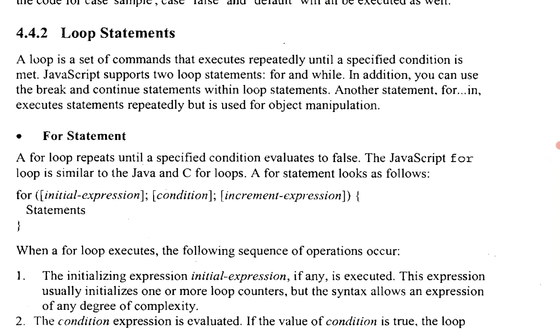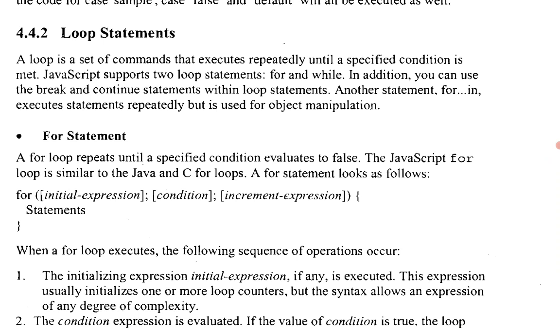JavaScript supports two loop statements, for and while loop. The first one is the for loop and the second one is the while loop. In addition, we can use the break and continue statements within the loop statement. Another statement, for...in, executes statements repeatedly but is used for object manipulation.